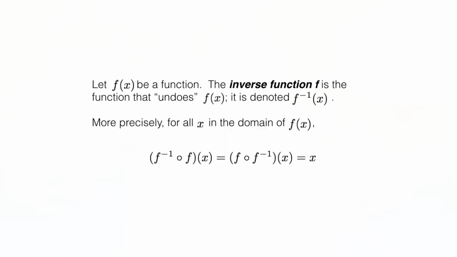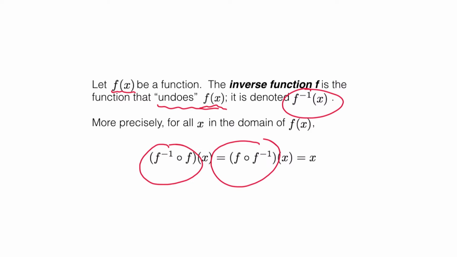So we say that for a given function f of x, the inverse function of f is the function that undoes f of x. And we denote it f inverse of x. More precisely, the inverse function has the property that if I compose f and f inverse and apply it to any point, I get the value x back, i.e. f inverse composed with f does nothing to the input.